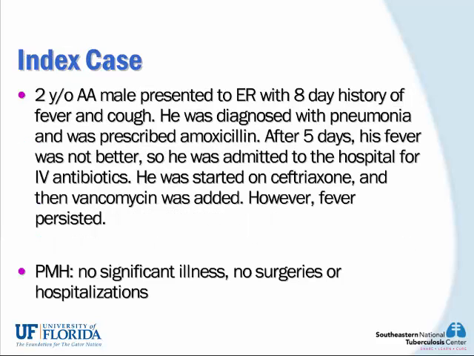So the index case is a 2-year-old African-American male who presented to the emergency room with an 8-day history of fever and cough. He was evaluated there and diagnosed with pneumonia, and he was prescribed amoxicillin as usual. After 5 days, his fever was not getting better, so he was brought back to the emergency room, and it was decided to admit him to the hospital for IV antibiotics. He was started on ceftriaxone, and he continued to have fevers, so vancomycin was added, and he continued to have fevers.